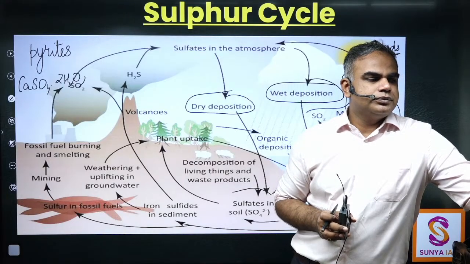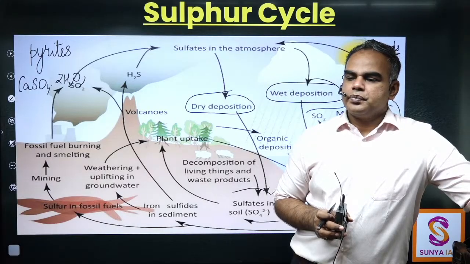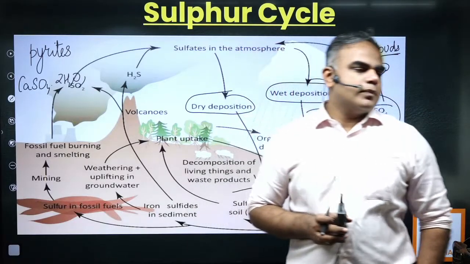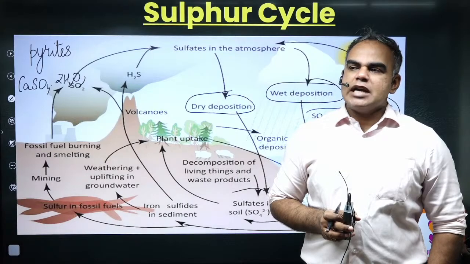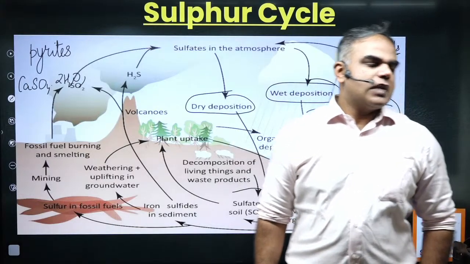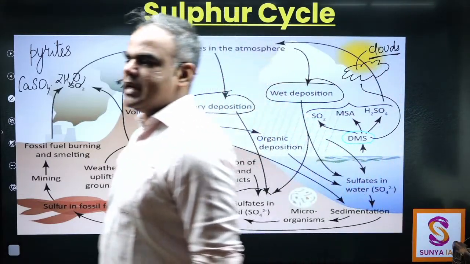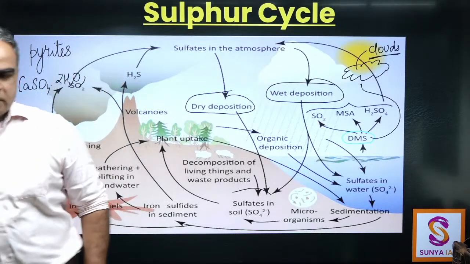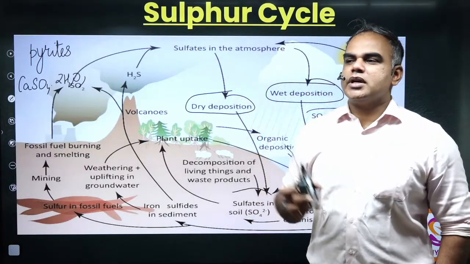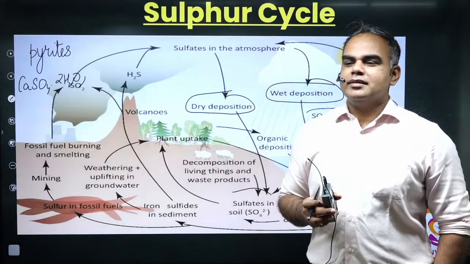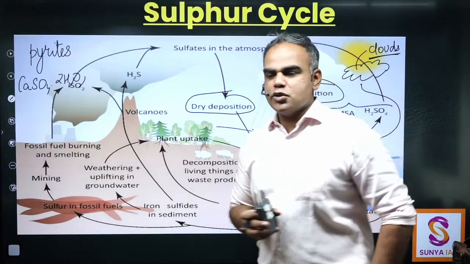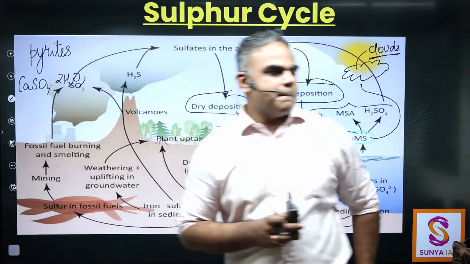Next, we can write atmosphere. Atmosphere contains sulfur gases like H2S. What is H2S? Hydrogen sulfide, comma SO2, sulfur dioxide, and DMS. DMS is dimethyl sulfide. Okay, so we are talking of dimethyl sulfide. H2S, SO2 and DMS.